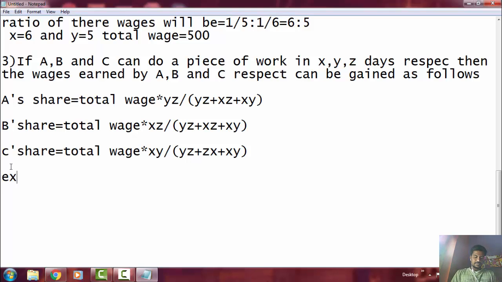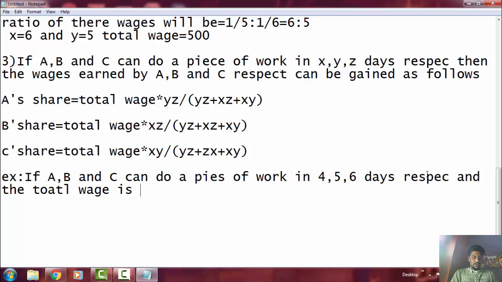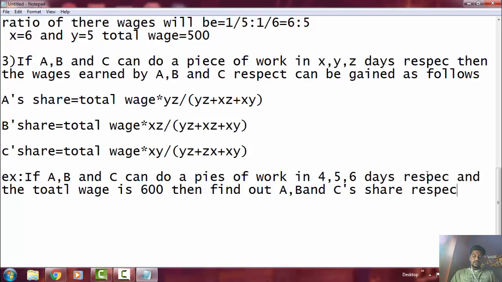Now an example. If A, B and C can do a piece of work in 4, 5, 6 days respectively, and the total wage of them is 600, then find out A's, B's and C's share respectively. I hope you people can do it.